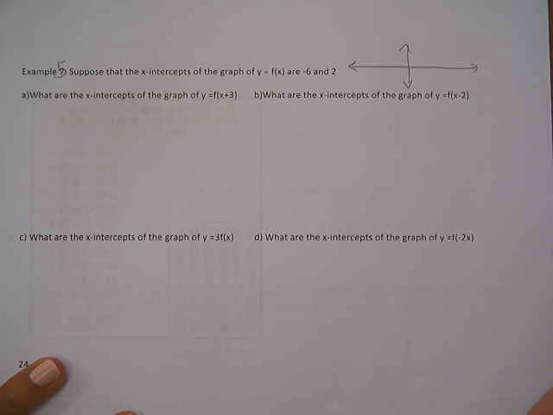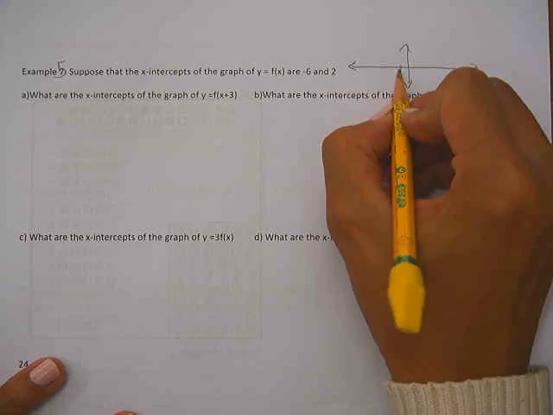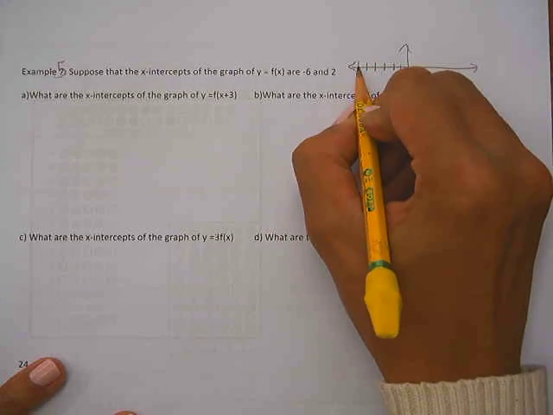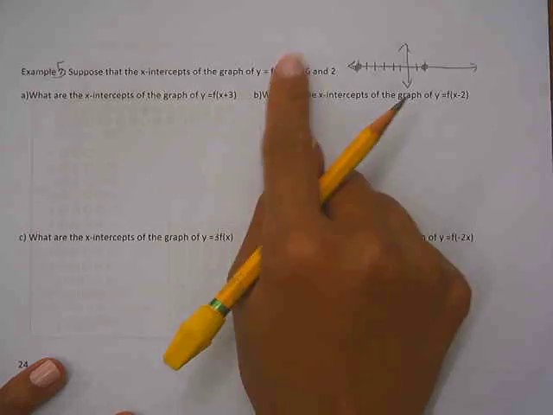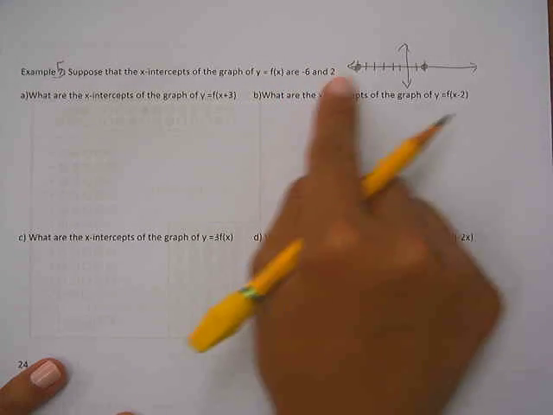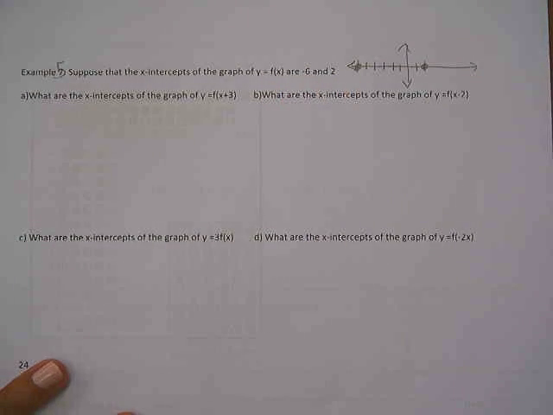Doesn't matter what y is. All I know is x. 1, 2, 3, 4, 5, 6. My first x-intercept. Second intercept is 1, 2. We got 2 of those. Okay, it said so. X-intercepts are negative 6 and 2. I got 2 dots.